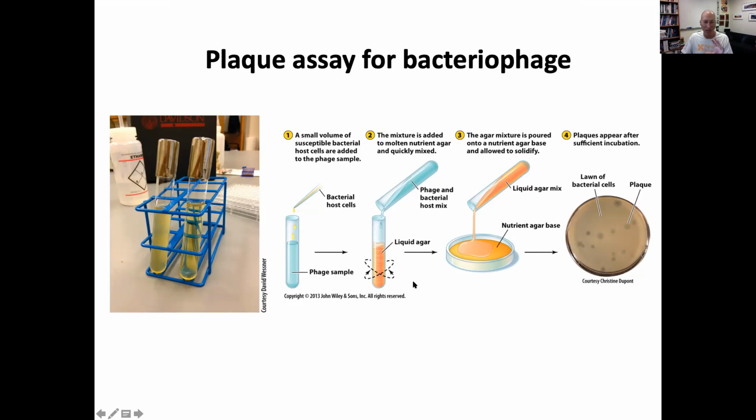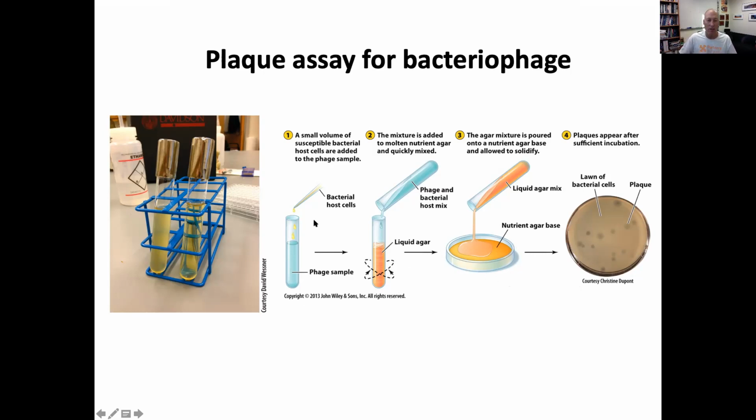So we usually keep it at about 40 degrees Celsius so that it'll stay liquid, but when we add it to the bacteria, it won't kill them. And what we do is we then pour that whole mixture of virus, bacteria, and melted soft agar onto the top of a regular agar plate. Okay, so this is actually forming sort of an overlay on top of that. And then we let them grow up. We stick them in the incubator and let them grow overnight.